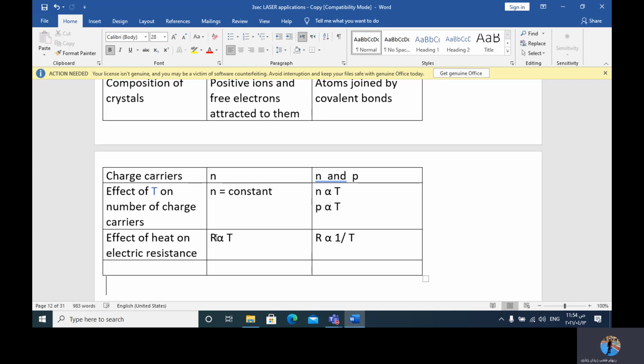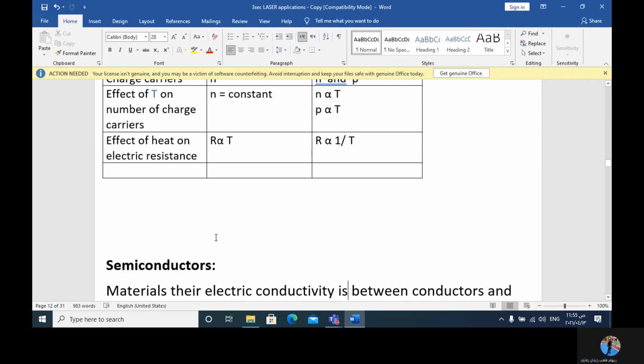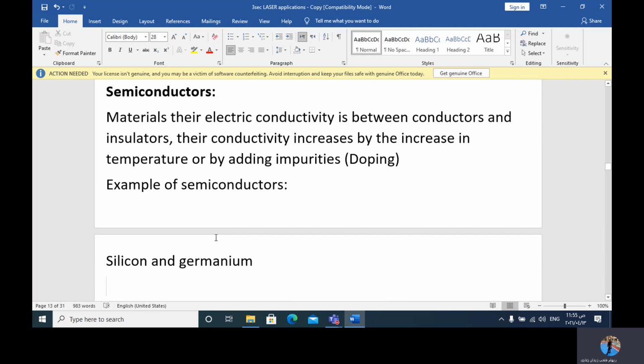Okay, how about semiconductors? In semiconductors, the exact opposite happens. By raising the temperature, the resistance falls down, which means that the current will increase. And we will understand from the following diagram how this happens. So in semiconductors, by raising the temperature, I have the current intensity higher because the resistance will fall down. This is the comparison between semiconductors and conductors. Let's now focus on the semiconductors.